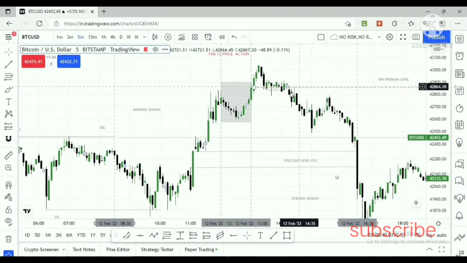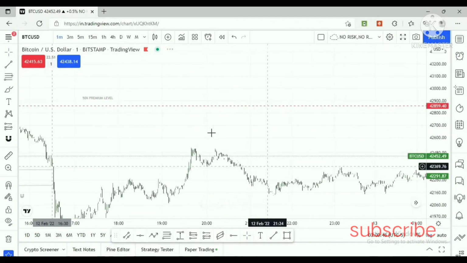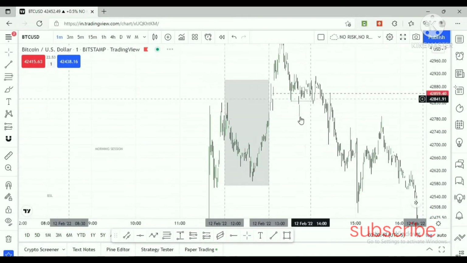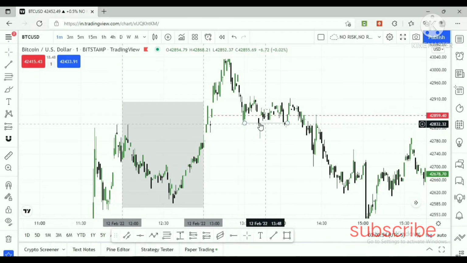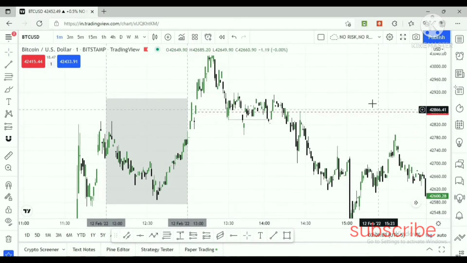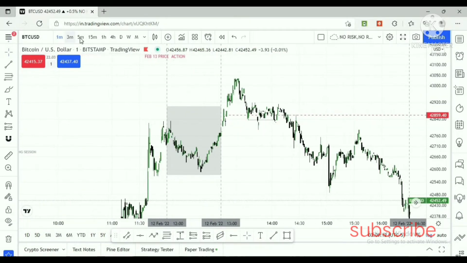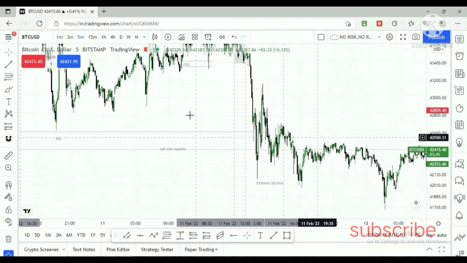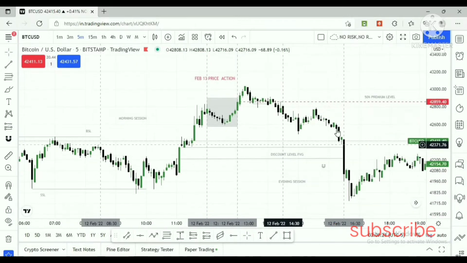After price reaches this level, I look for a 1-minute low time frame entry model. See guys, this is the 1-minute chart of BTC price after clearing this swing low. I enter at these candles. After price reaches the 50% premium level, my entry point is at this breaker level, and my target level is the fair value gap below in the discount level. This is my target level.